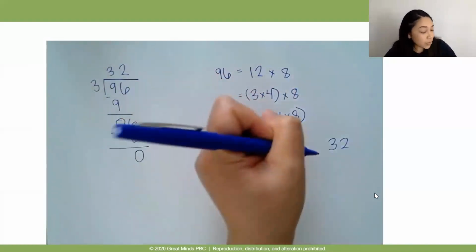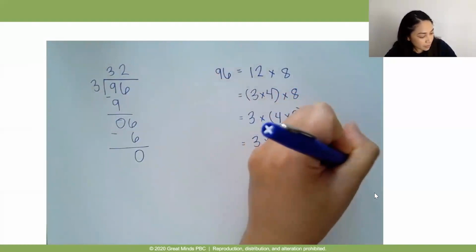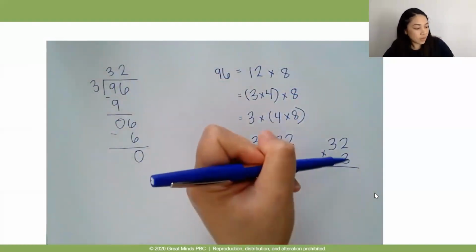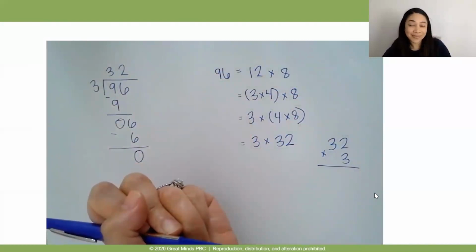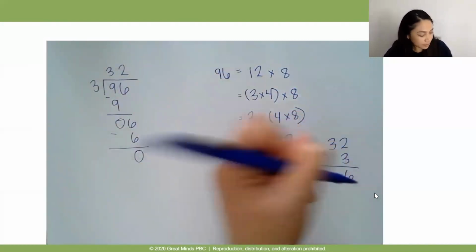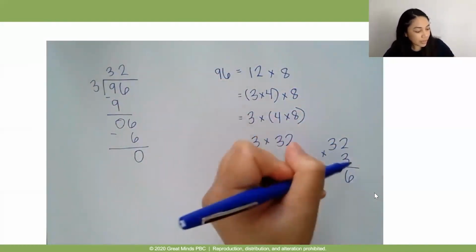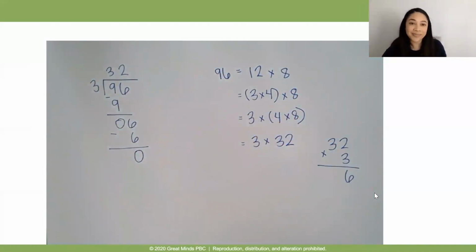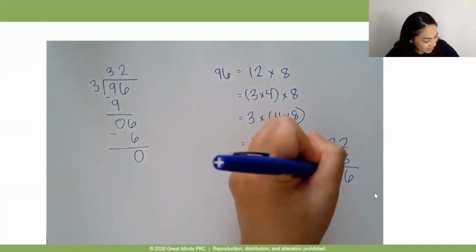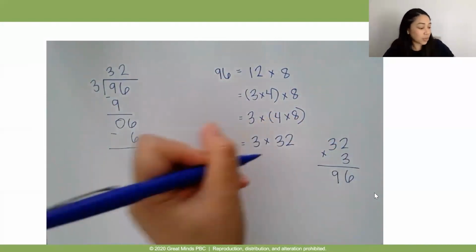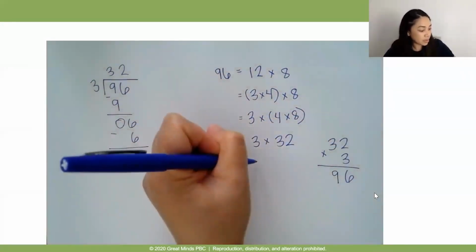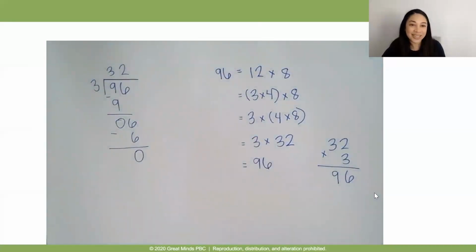We're now going to solve 32 times 3. 2 ones times 3 is 6 ones. 3 tens times 3 is 9 tens. So 32 times 3 equals 96. So yes, 96 is a multiple of 3. We just proved it again with associative property.